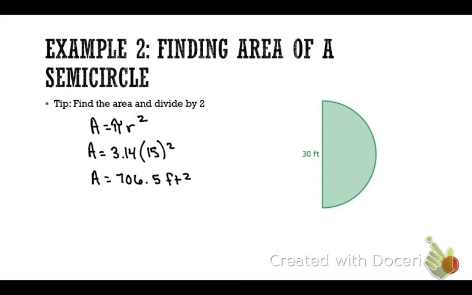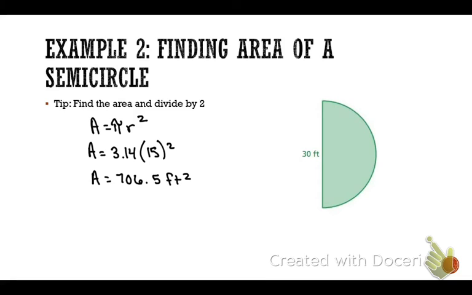Okay? All right, any questions there? So one mistake I see kids make is plugging in the diameter value when it should be radius, and then they would square 30. All right, so don't do that. But this is not my answer. This is the area if it was an entire circle.